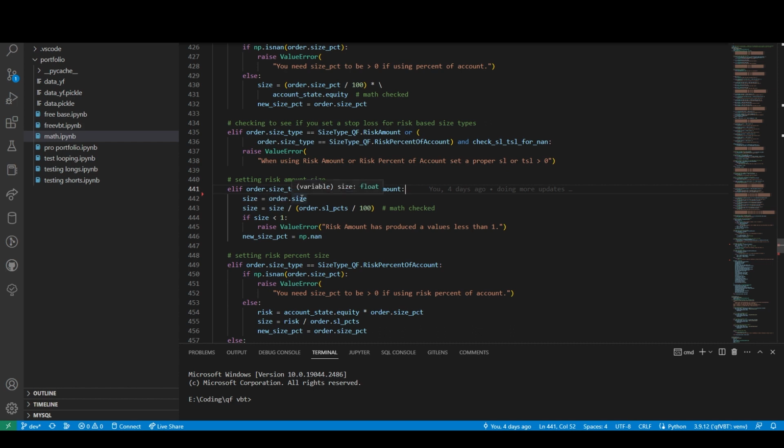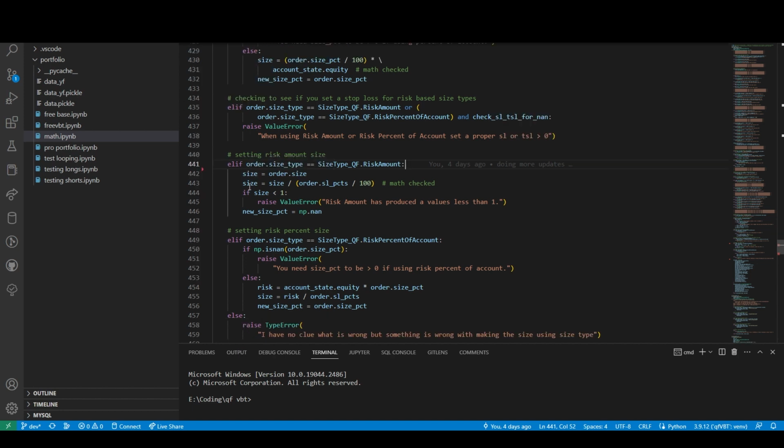Size equals order size. So this is actually risk amount. Size does not equal order size. It's risk amount equals order size. Risk amount divided by this. So it'd be 1 divided by this should be the size.